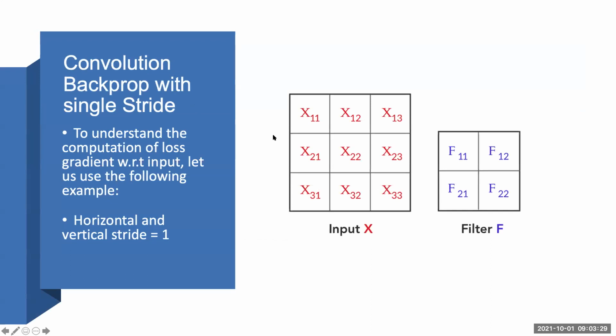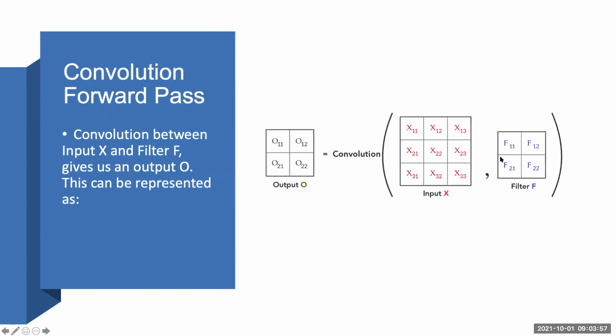We'll first consider a situation where you have a single stride and then a stride greater than 1. So given a 3x3 input and 2x2 filter, when we're trying to do a backpropagation, first we need to do the forward pass. So we'll quickly refresh our heads with the forward pass. The forward pass is basically a convolution operation between the filter and the image, the input matrix and the filter, the kernel you've passed in.